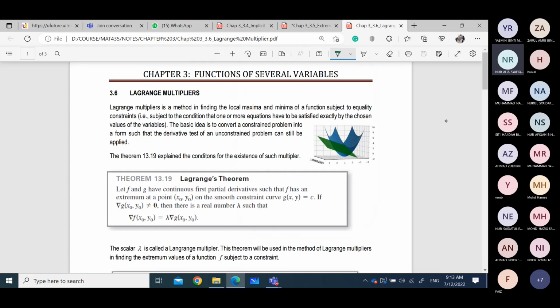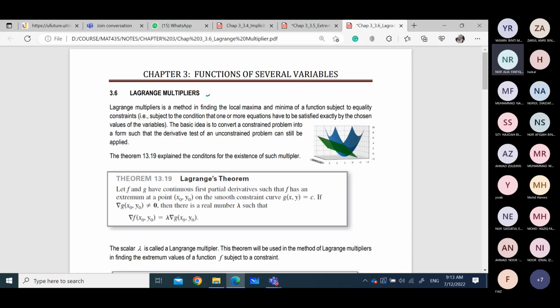Okay, class. Another method to find or to determine maximum and minimum points is Lagrange multipliers. Okay, so before this we have discussed relative maxima and saddle points. So now we have another method which is Lagrange multipliers.